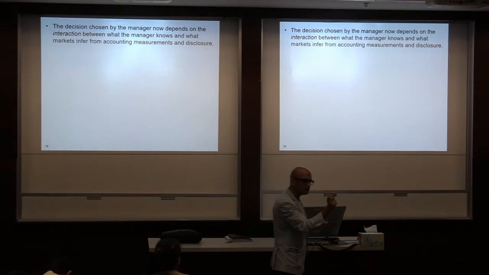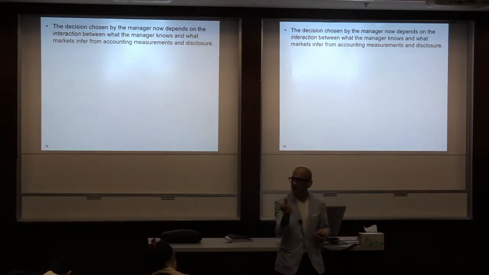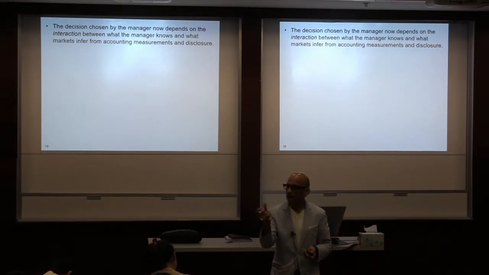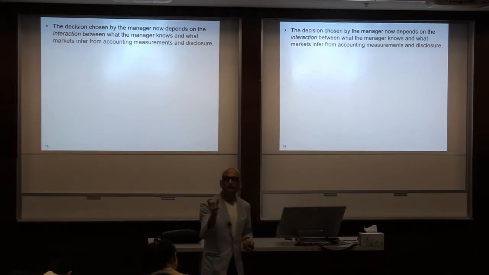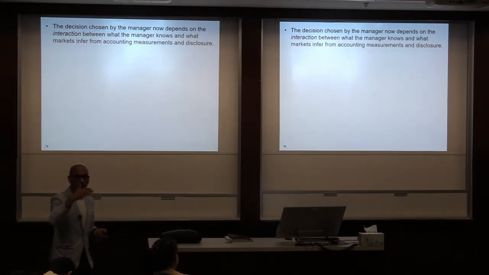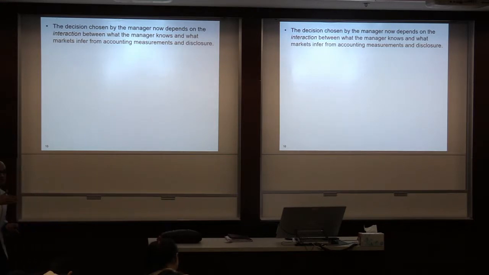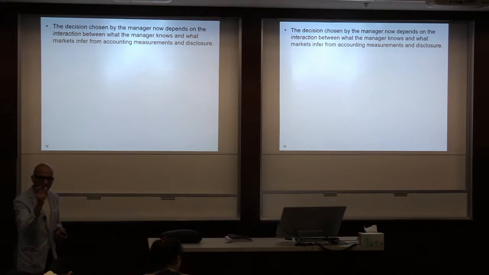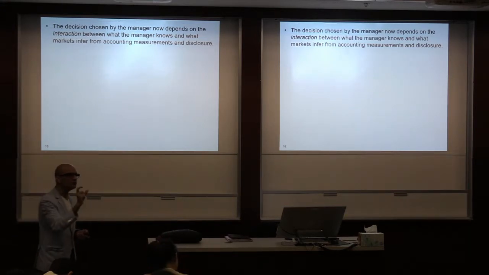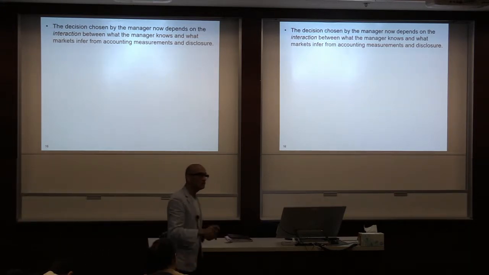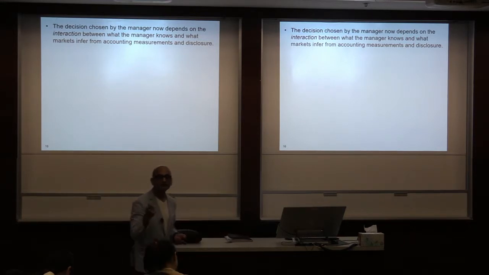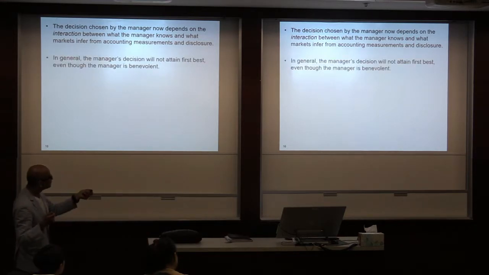So the interaction between Y naught F and Y1M and Y2M will matter, right? That interaction now matters. Why does the interaction matter? Because the manager is forming expectations with respect to her information, which is Y naught F, while the market's information is Y1M, Y2M. So understanding that interaction, and how accounting measurements and accounting standard changes affect it, is important to understand why accounting generates real effects, right? In general, I will show you the manager's decision will not attain first best.